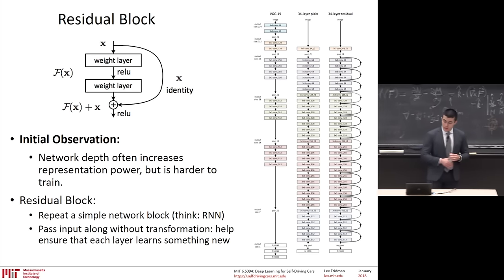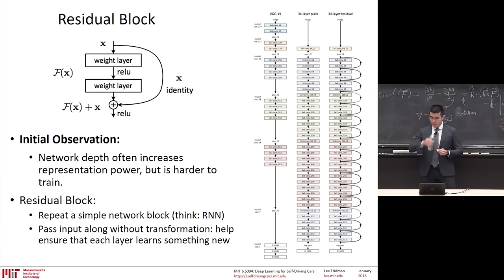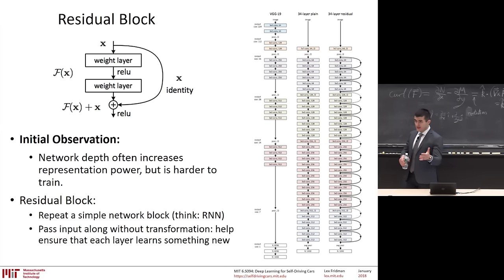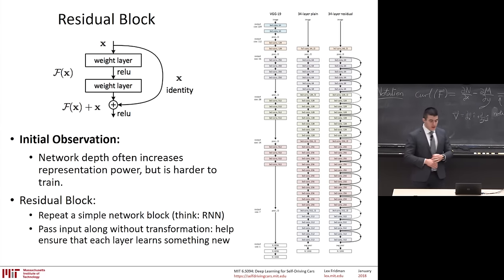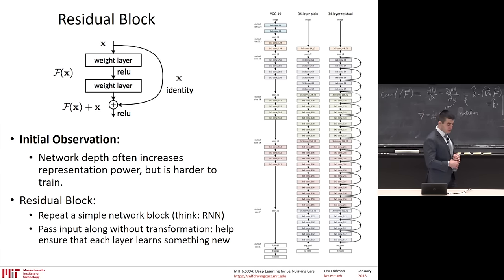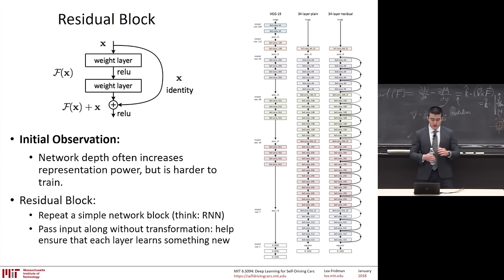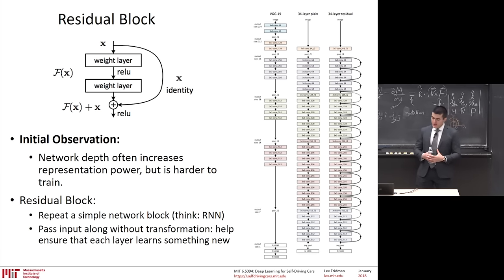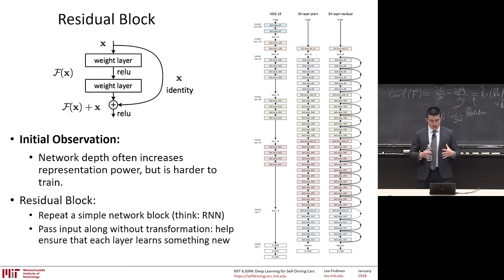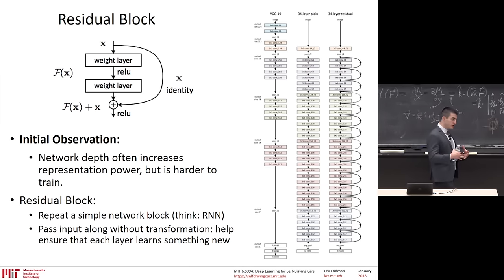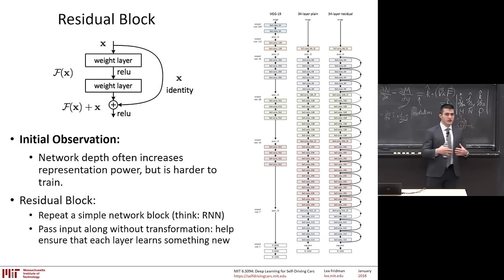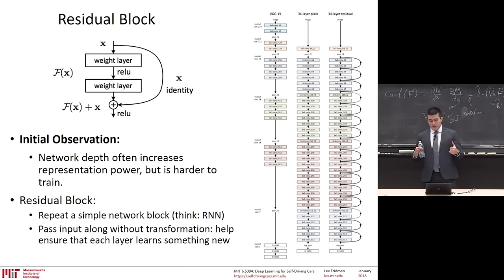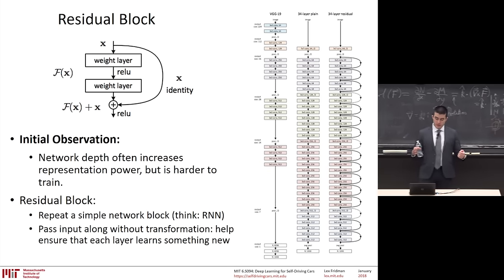ResNet, one of the most popular architectures still to date, that we'll discuss in scene segmentation as well, came up and used the idea of a residual block. The initial inspiring observation, which doesn't necessarily hold true as it turns out, was that network depth increases representation power. So these residual blocks allow you to have much deeper networks, and I'll explain why in a second. But the thought was they work so well because the networks are much deeper.